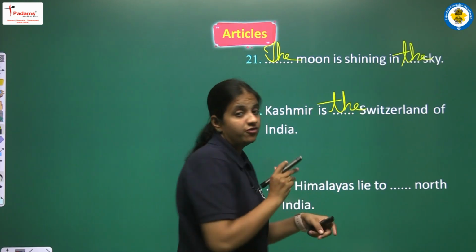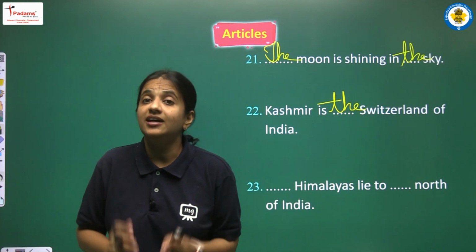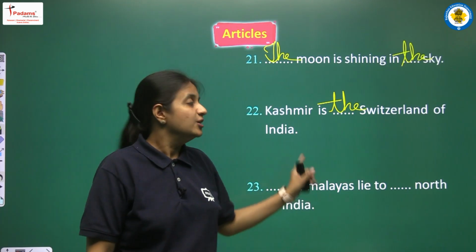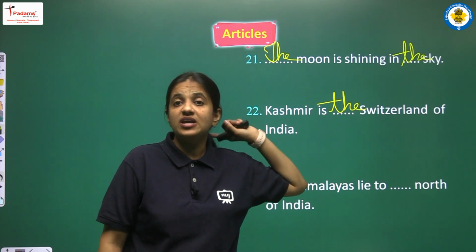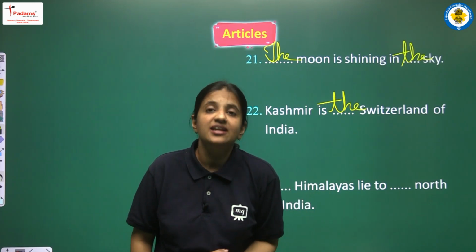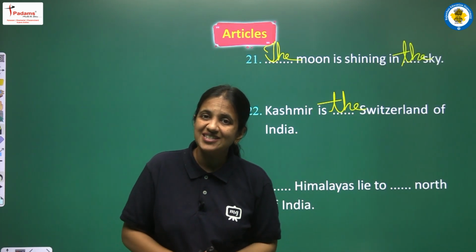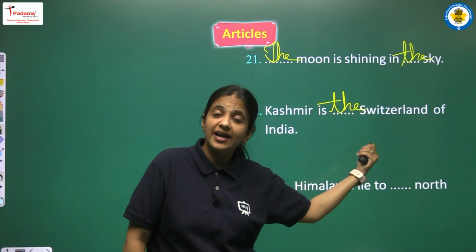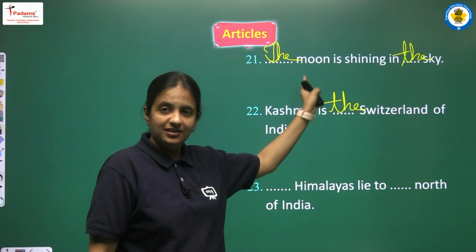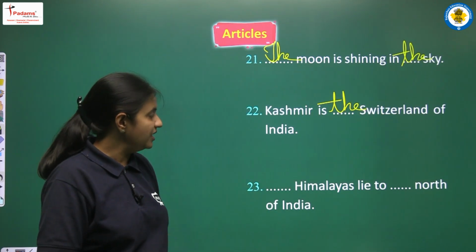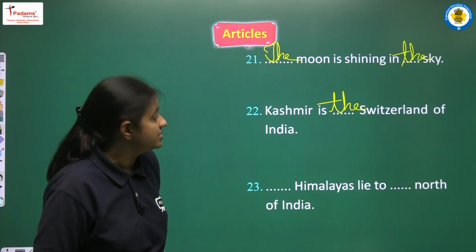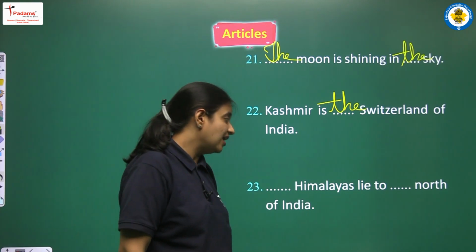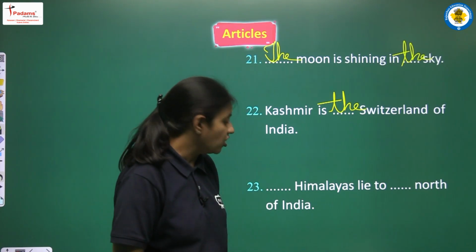Yes, we have discussed all the rules already. So students, first of all, go through the rules, just learn all the rules, and then only you will be able to do this exercise. Okay, so we have discussed this rule also, that if we are having a type of comparison between two proper nouns in a sentence, so before the second proper noun we have to use the as an article. So we are applying the same rule here, and the sentence will be, Kashmir is the Switzerland of India. Okay. Next is, Himalayas lie to north of India.